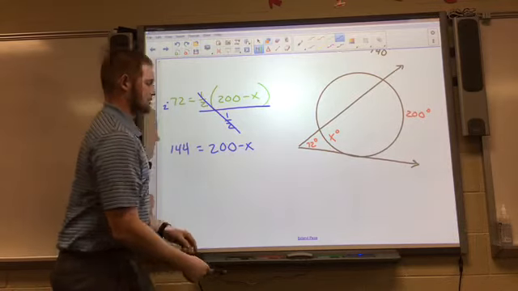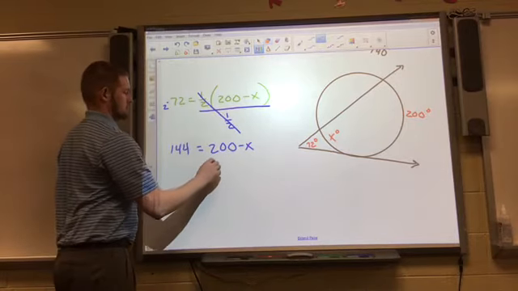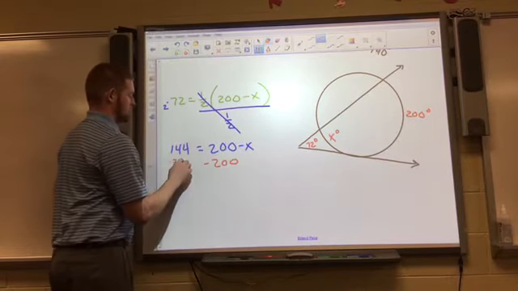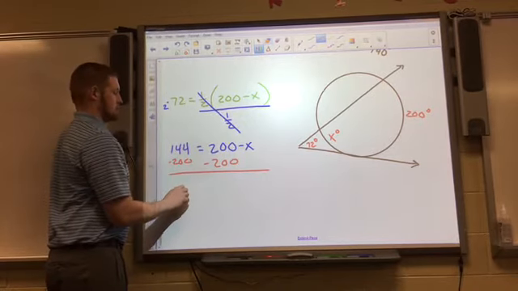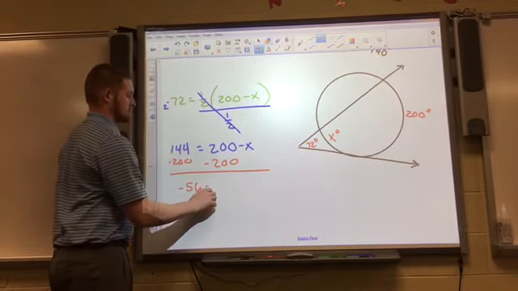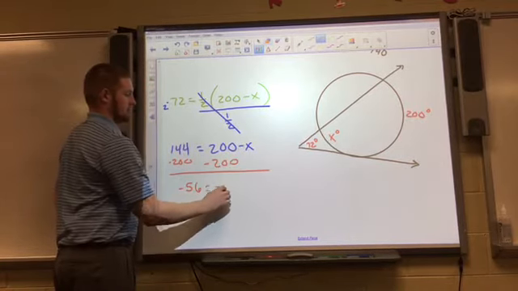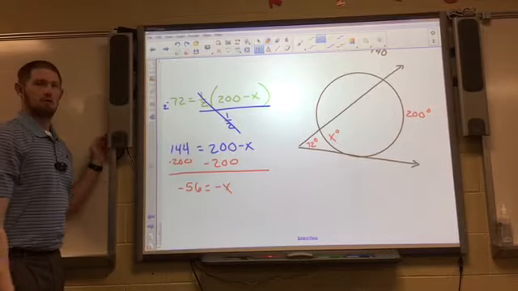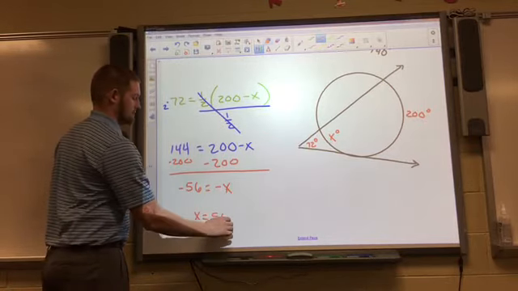Amanda, what do I do from there? Okay, subtract 200. And this is negative 56. But that's okay because it's actually equal to negative x. So what does my positive x actually equal? 56. Good.